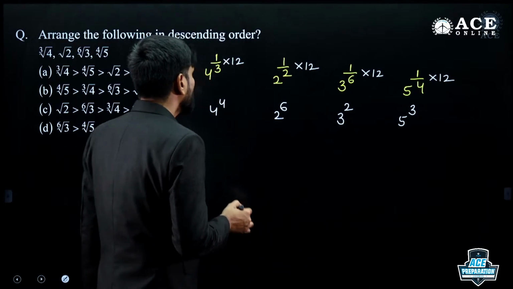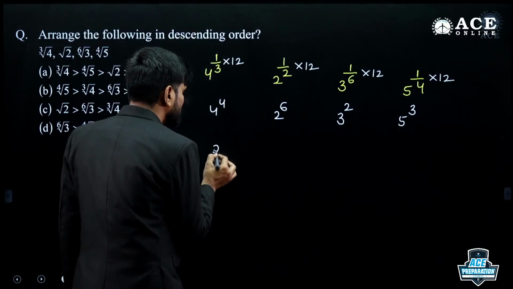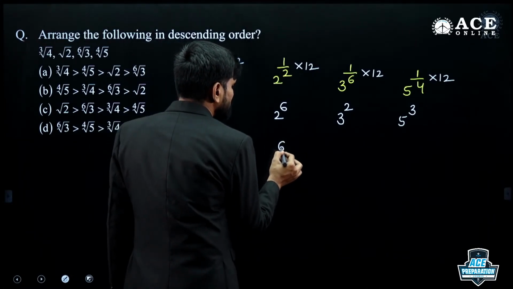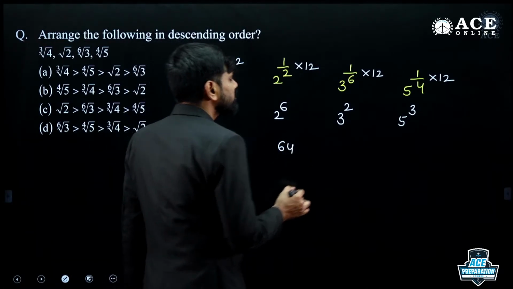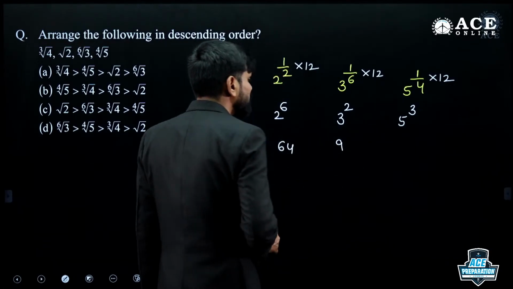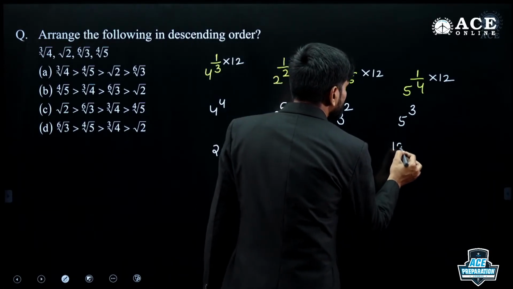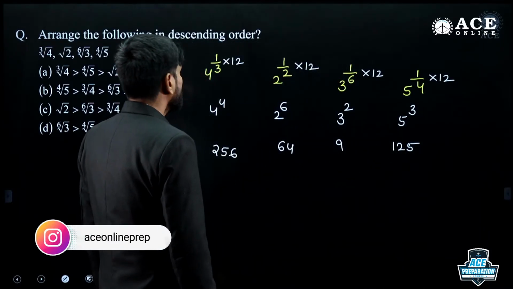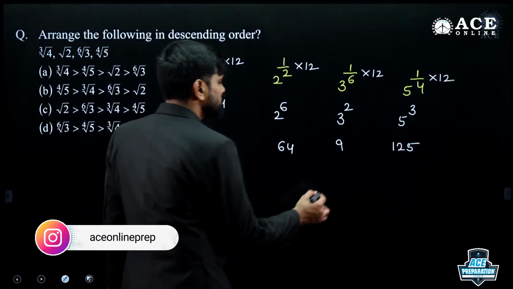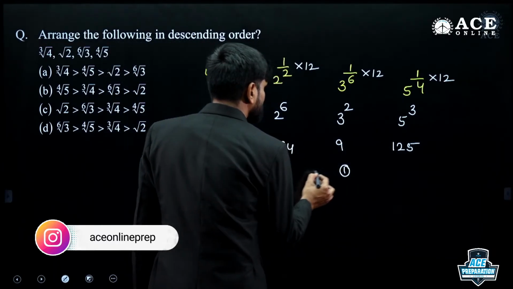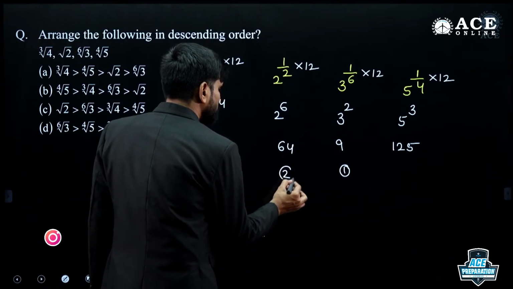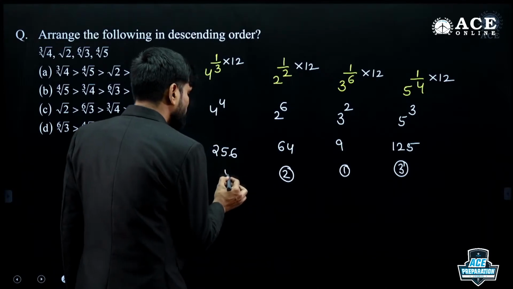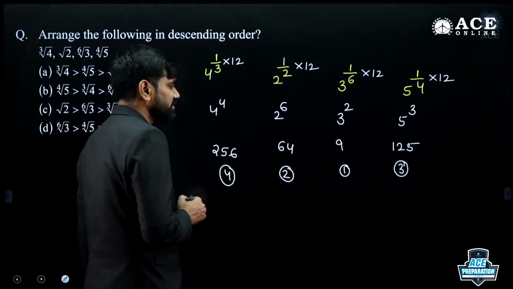Right, dear? Going ahead, 4 power 4 is nothing but 256. 2 power 6 is nothing but 64. 3 power 2 is nothing but 9. 5 cube is nothing but 125. Right? Now, let us go ahead with the smallest. The smallest is this, this is second smallest, this is third smallest, and this is the largest, I can say.